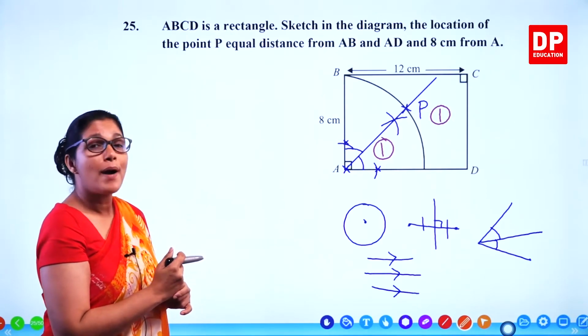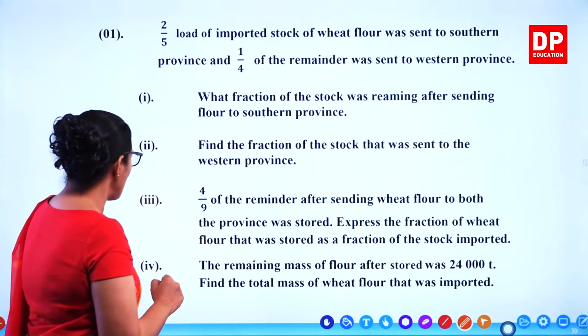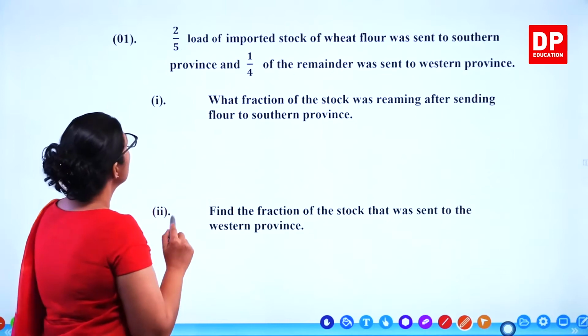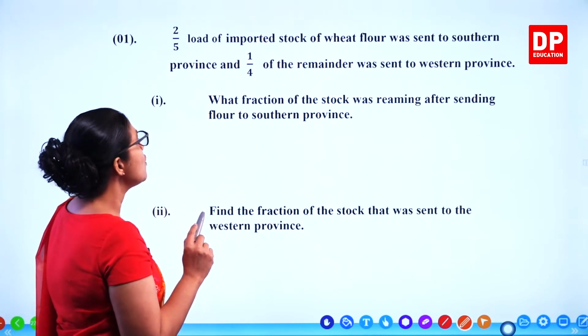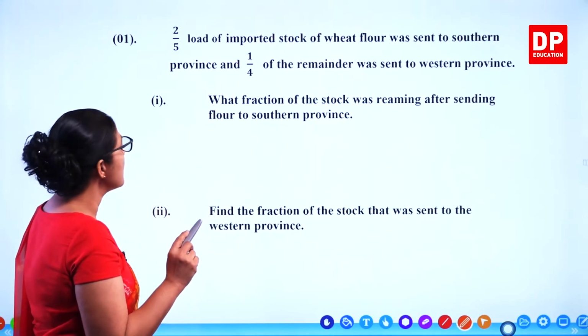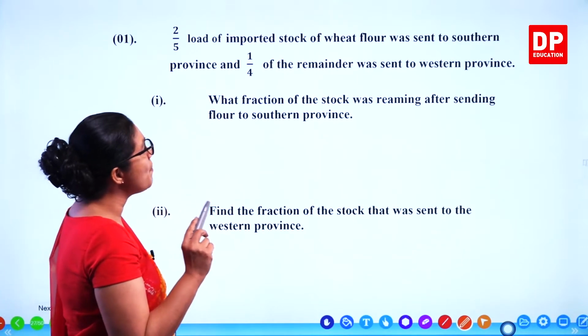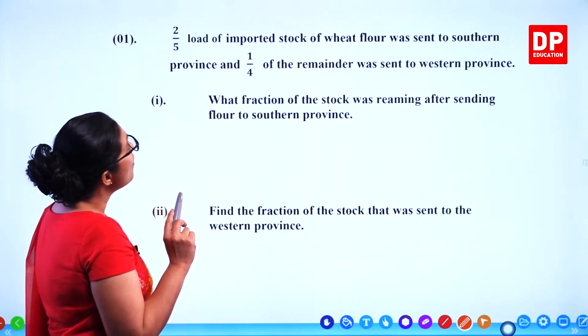Let's do part B now. Question number 1 in part B. This is about a fraction question with 4 parts. 2/5 load of imported stock of wheat flour was sent to southern province and 1/4 of the remainder was sent to western province. What fraction of the stock was remaining after sending flour to southern province?